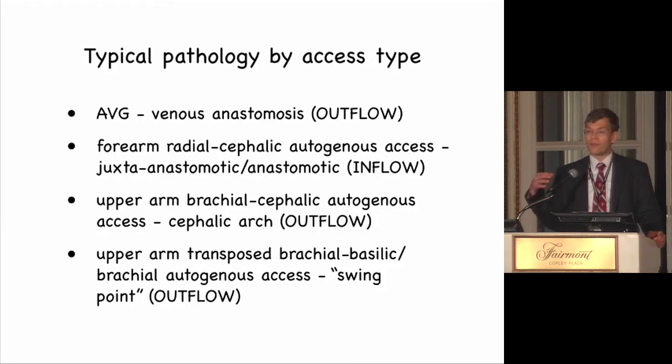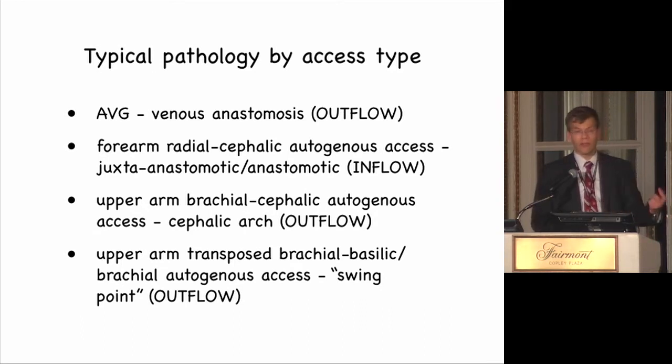And if you think of the major types of accesses that we have, grafts usually have an outflow stenosis. Forearm radiocephalic vein accesses usually present with an inflow stenosis. Usually the multiplicity of outflow veins makes that clinically non-important, but the inflow stenosis limits the flow, which becomes then apparent in our setting where we have to have relatively high flows for dialysis.